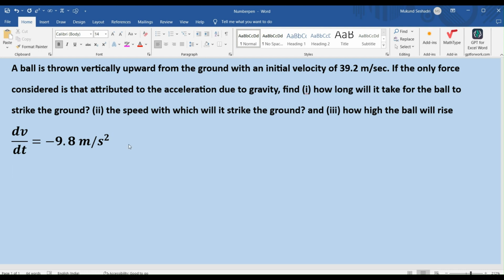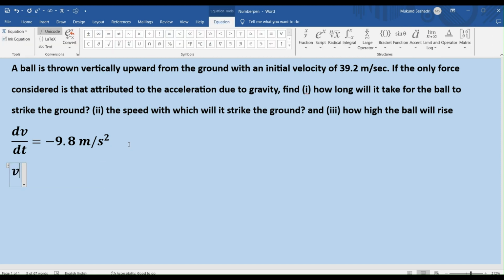Now I have an integral calculus problem to solve. I know that my dv by dt is minus 9.8. So I know what is my v. My v is nothing but the integral of minus 9.8 times dt, right? Which means my velocity becomes a function of time, minus 9.8 times t plus c, right? So this is the equation for my velocity as the ball moves up, right? And at some point, the velocity becomes zero.